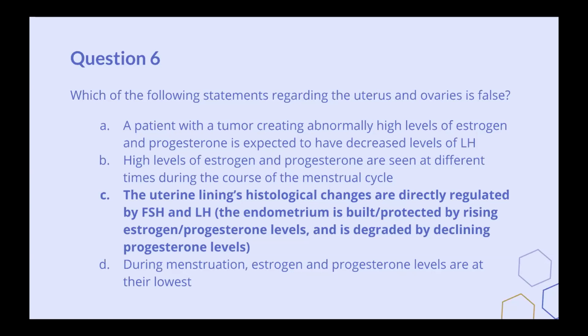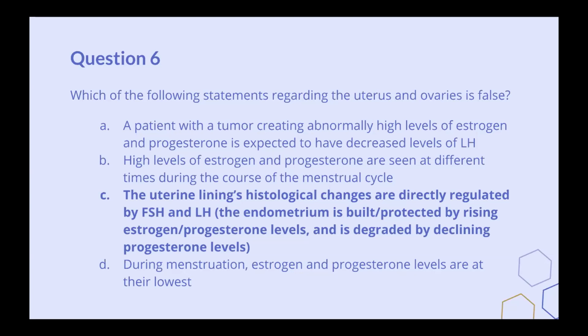B is true. Estrogen increases before progesterone does during the menstrual cycle as the follicle develops. And when we reach ovulation, the corpus luteum starts secreting progesterone to maintain itself during the secretory phase. Important to know is that estrogen is still high during this stage, just not at its maximum level, which would be right before ovulation. So these two hormones are elevated at different times. So B is out. C is false. The endometrium is under the influence of only estrogen and progesterone.